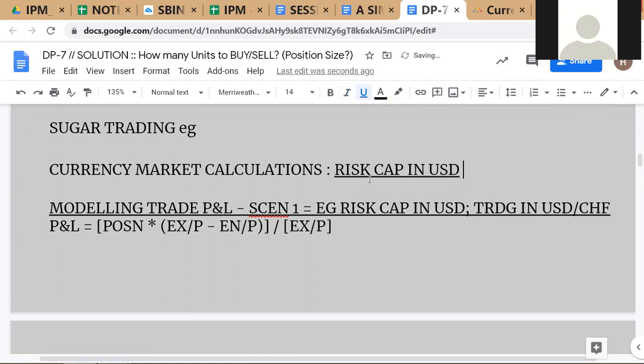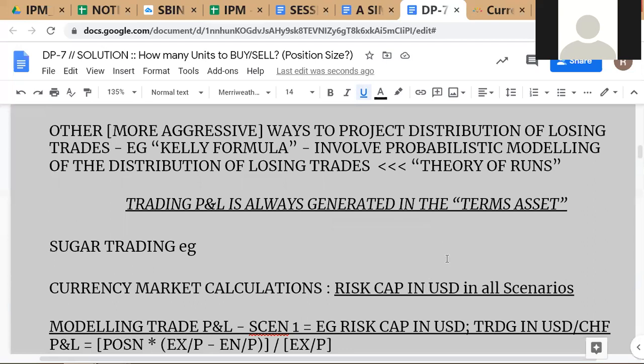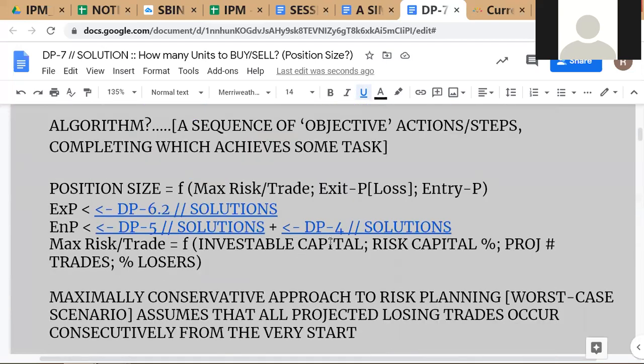Okay. So what we're writing is the risk capital is in USD in all scenarios. This is the example, but most of the time the US dollar is the number one international currency, so we'll take a situation where the risk capital is always in US dollars. What we're trying to do here is, don't lose sight of the bigger problem. The bigger problem that we're trying to solve is the problem of PP7: how many units to buy or sell. As we said, that is not an independent variable to be determined arbitrarily, but something that should be related to your maximum risk per trade, entry and exit prices.